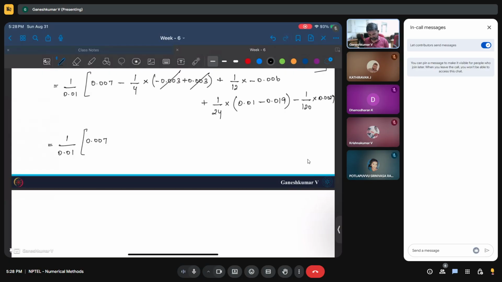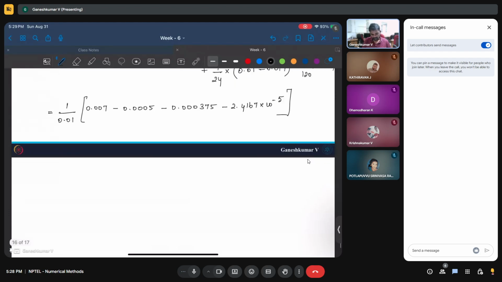0.006 divided by 12 is minus 5 into 10 power minus 4, which is 0.0005. Correct. And 0.01 minus 0.019 divided by 24, which is minus 0.000375, and 0.0029 divided by 120, which is minus 2.4167 into 10 power minus 5.